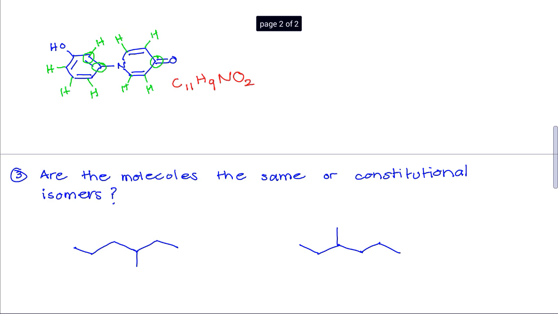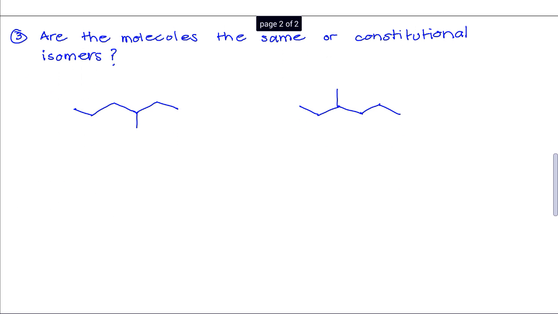So another thing we talked about was isomers. The difference between a molecule being the same or having the same formula but having a different structure or different connectivity. Those are called constitutional isomers. Same formula but different connectivity of the atoms in the molecule. So my question is, are these 2 molecules that I have shown the same or are they different? One way we can start approaching this problem is to just count the longest chain.